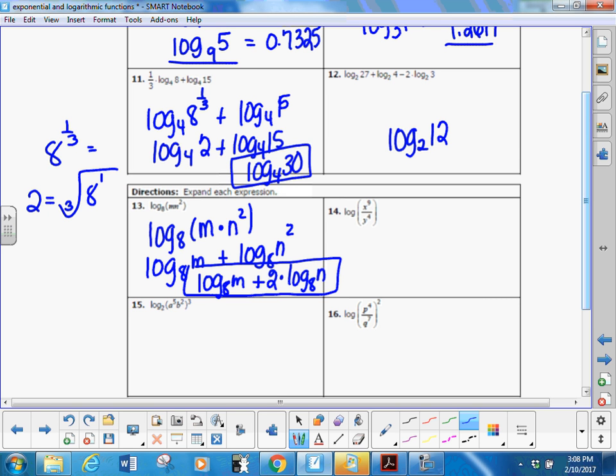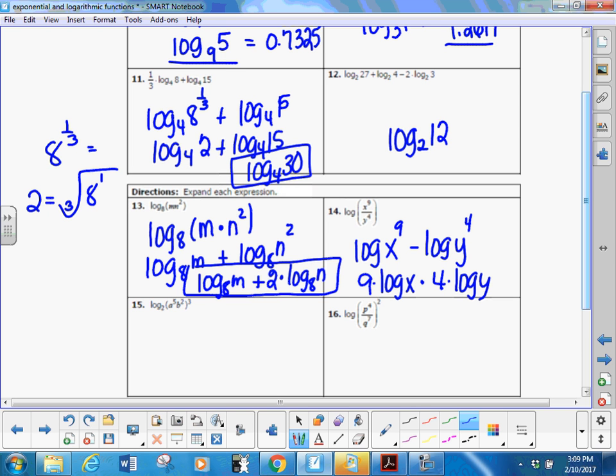Let me work one more. I think 14 is a good one. We've got x to the 9th divided by y to the 4th, so we're dividing. I'm thinking about subtraction. So log x to the 9th minus log y to the 4th. That looks nice. And then just apply the power property. And we're looking at 9 times log of x minus 4 log of y.